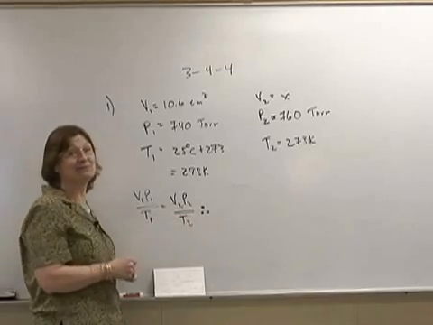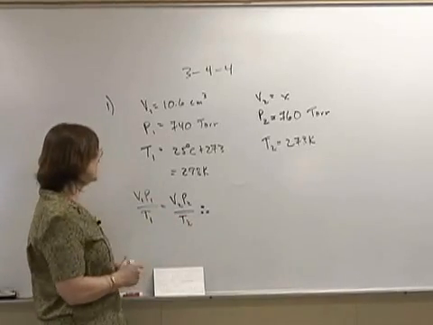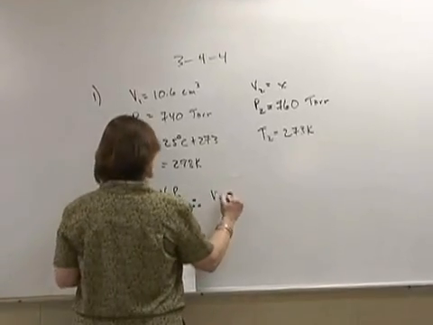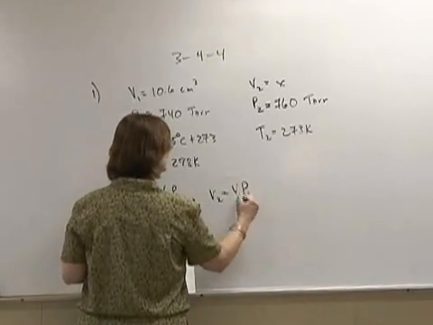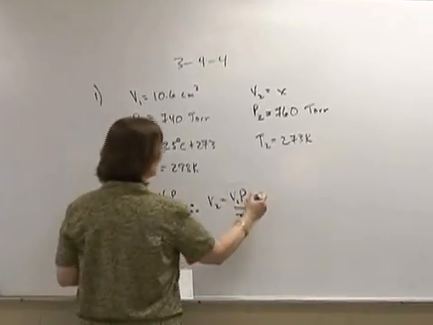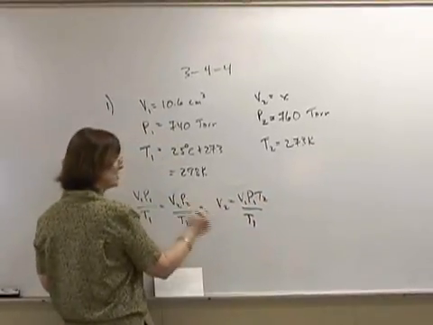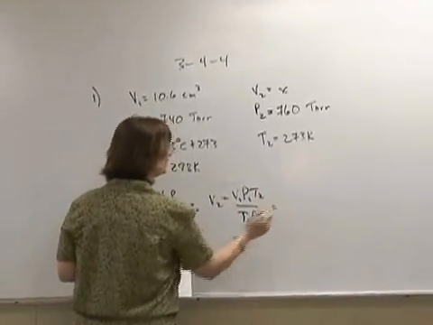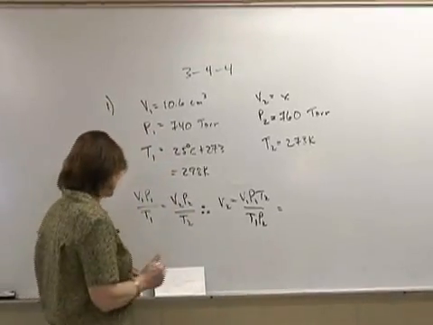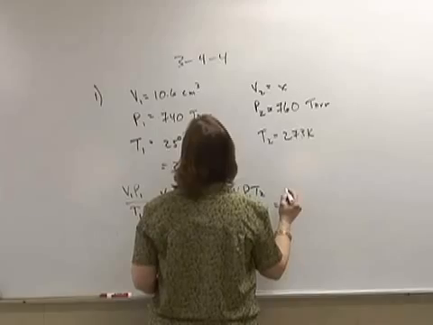I always like to write it first the way I remember it, and then I solve it for my unknown. And therefore, V2 equals V1P1 over T1. And then to undo division, I multiply. And to undo multiplication, I divide. Then I know that I'm putting them in the right order. And then I substitute in the values.